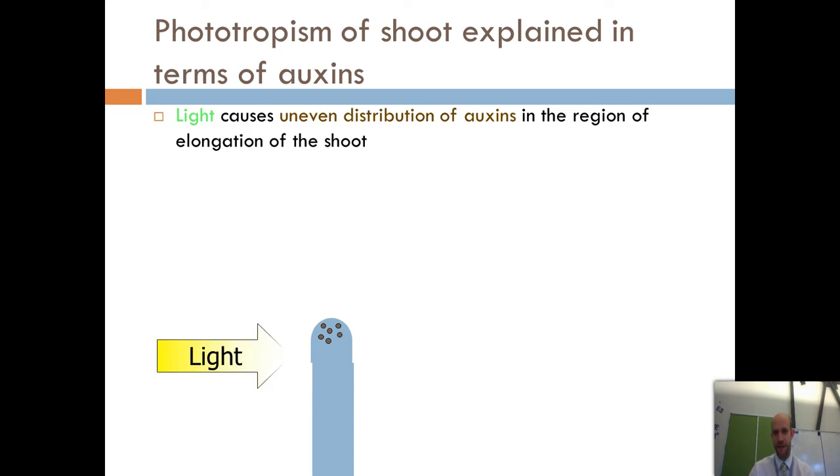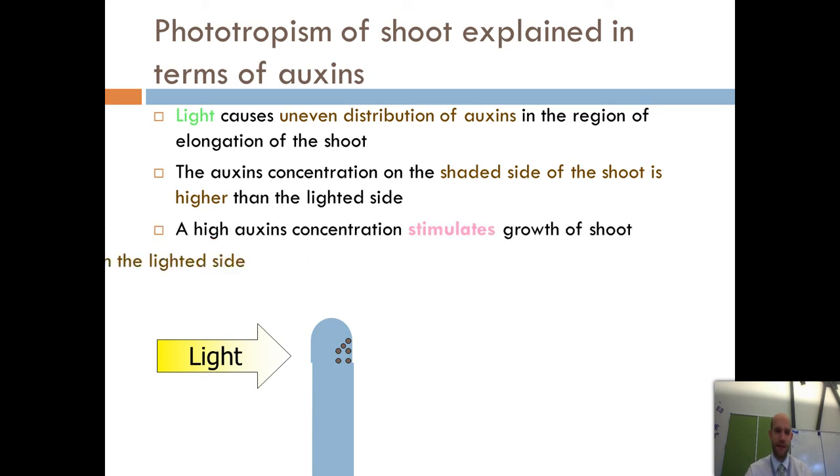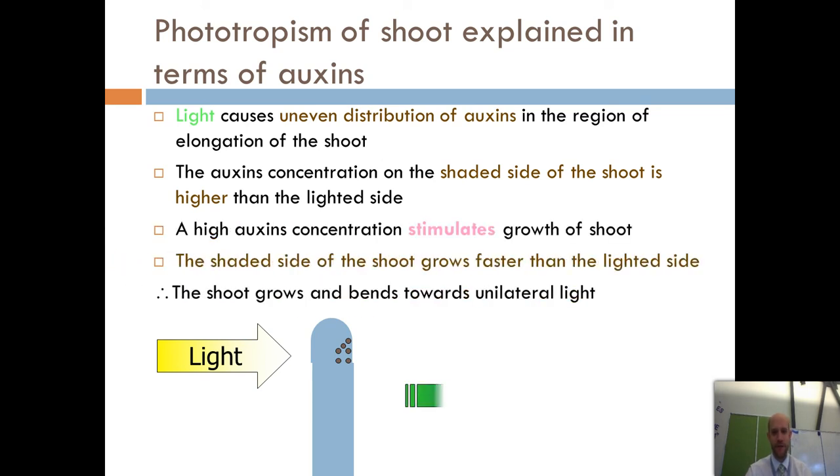Now, the reason that is critical is because roots and shoots need to respond in very different ways to the same stimulus. So light, for example, causes an uneven distribution of auxins in the region of elongation of the shoot. Notice, all the auxins have moved away from the light. There's a higher concentration of auxins in the shaded side of the shoot, and so when it grows, the shoot will bend towards the light. You may have seen this with tomato plants bending towards the light in your garden or on a windowsill.